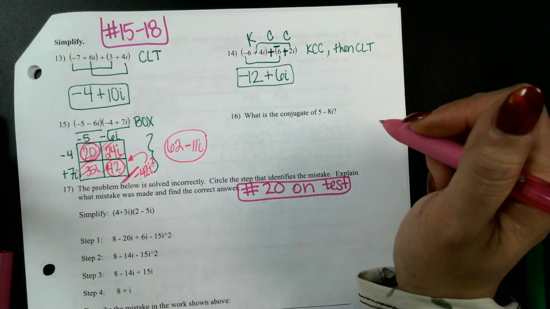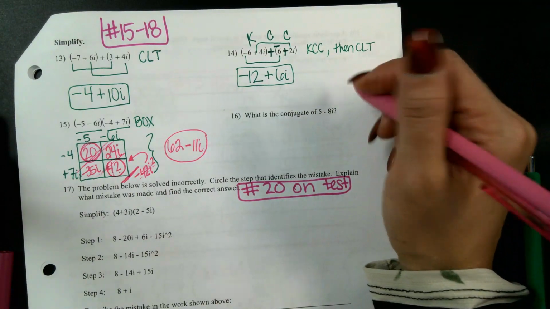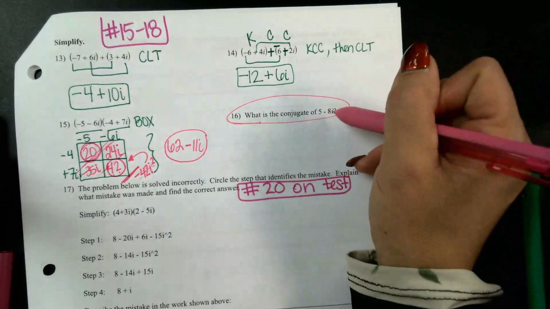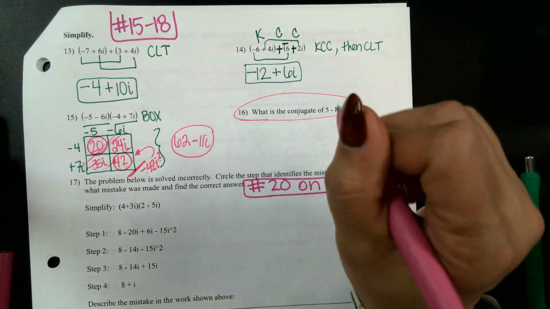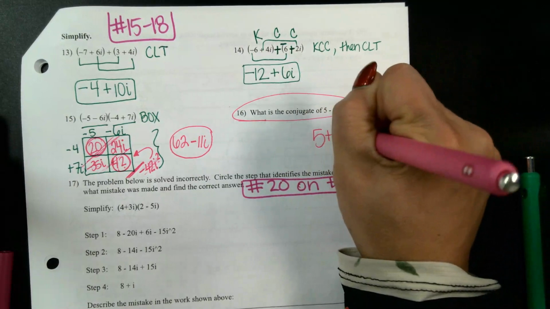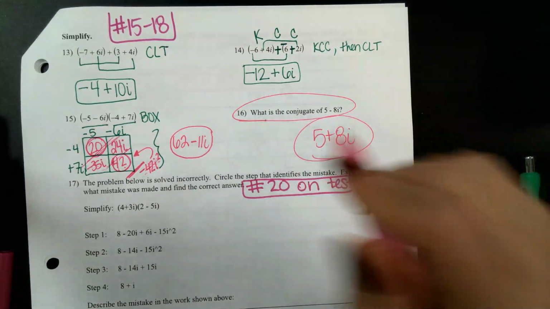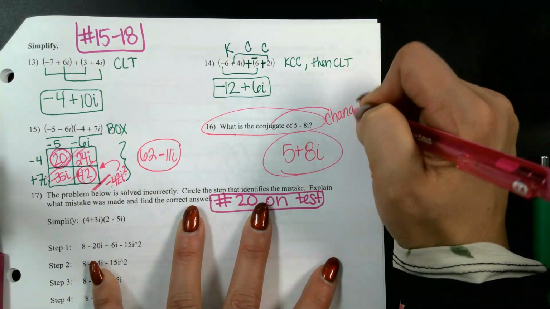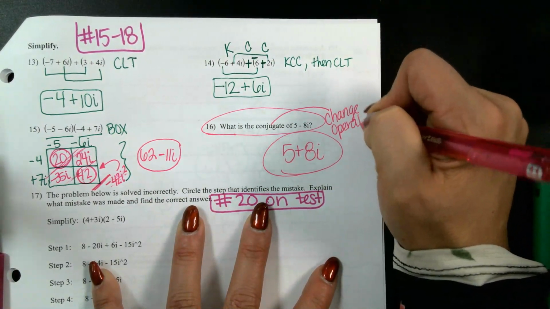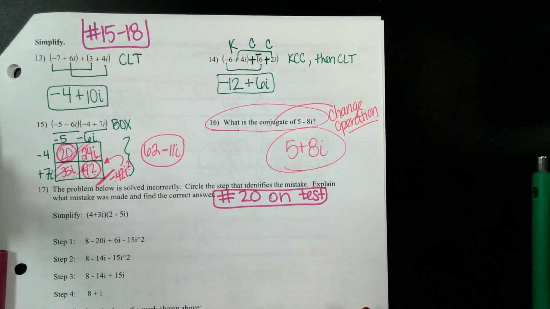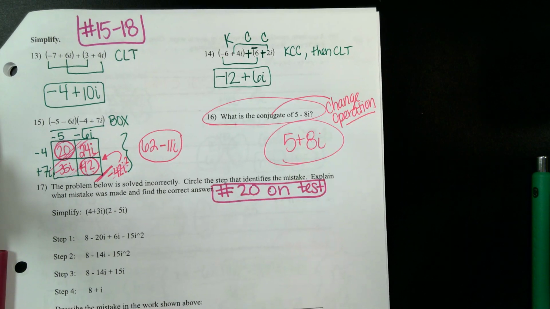I'm not doing that problem right now. I was just using that as an example as to number 16. When they ask you for a conjugate, if it says 5 minus 8i, we just write 5 plus 8i. It's just the opposite operation. So you might want to make a note of that. Just put change operation. So if it's a minus sign, turn it into a plus sign. If it's a plus sign, turn it into a minus sign. That is the only thing that changes.